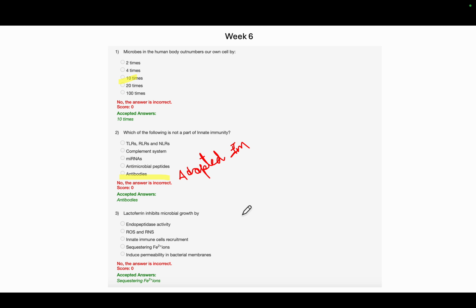Lactoferrin inhibits microbial growth by which mechanism? Endopeptidase activity, ROS and RNS, innate immune cell recruitment, sequestering Fe+2 ions, induce permeability in bacterial membranes. The answer will be sequestering Fe+2 ions.